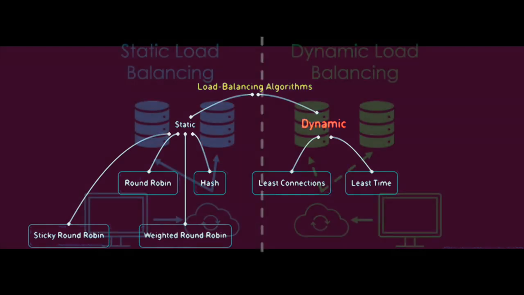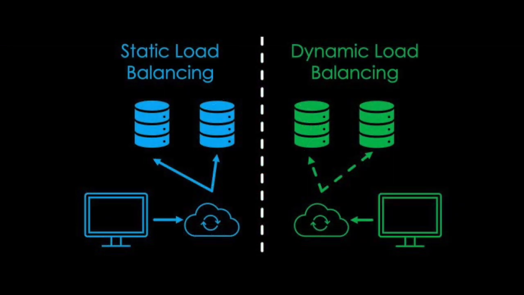and dynamic. In static load balancing, requests are distributed to servers without considering the servers' real-time conditions and performance metrics. They are simple but have less adaptability and precision. Whereas dynamic load balancers adapt in real time based on active performance and server conditions.